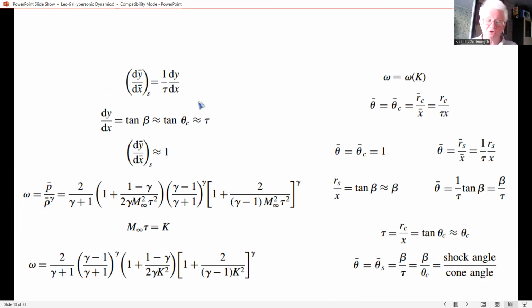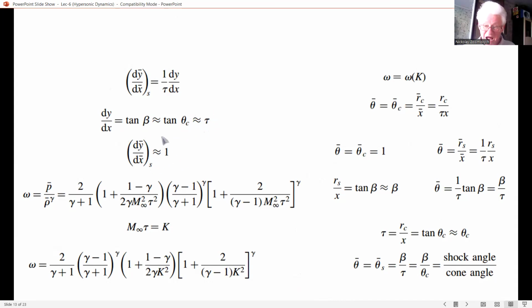But for hypersonic flow over a slender body, we may recall that dy over dx is like the tangent of beta, or approximately the tangent of theta sub c, or simply approximated as tau. Here theta sub c is the cone angle, okay? Combining these two equations, and remembering that theta c is the cone angle, we see that dy over dx may be approximately equal to 1.